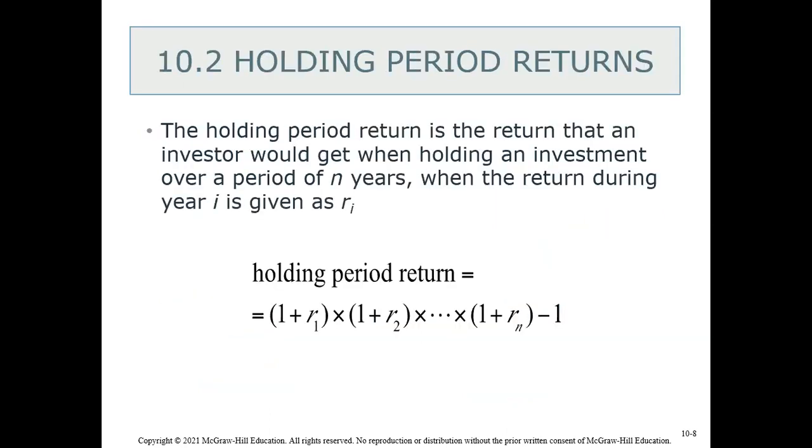Let me see if there's anything else I want to talk about there. So you can also calculate your dividend yield and your capital gains yield and add them together to get that 20%.